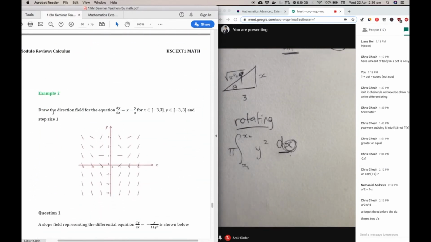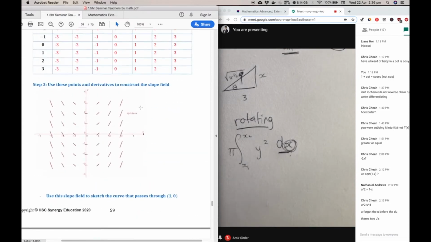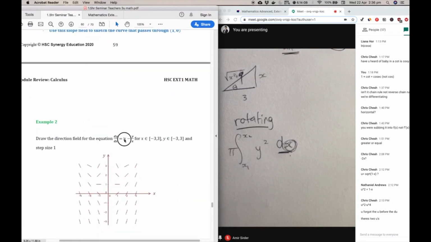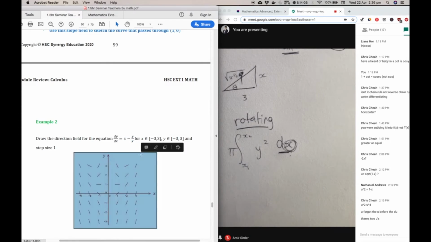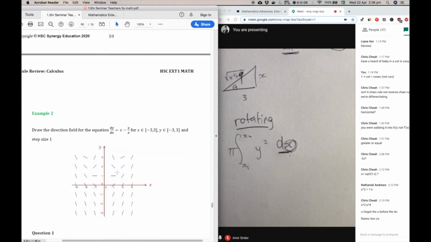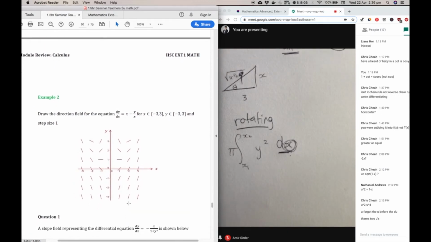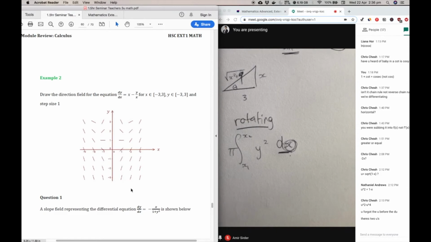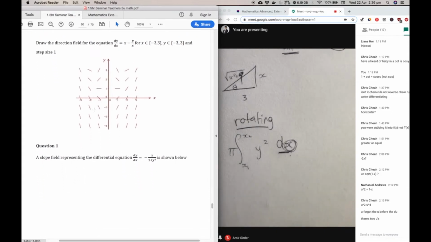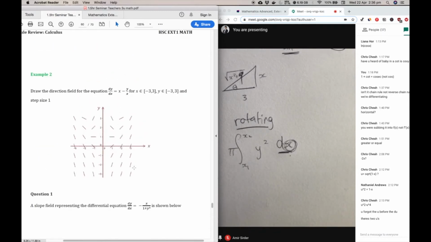Cool. All right. Draw the direction field for the equation y dash equals x minus y over x. So again, you just do the exact same method. Plot a table. The table values will just follow this simple formula, and you end up with something a bit crazy looking like this. It's probably unlikely that they're going to make you draw one of these in the HSC because of how long it takes to draw. But what you do need to be able to do is recognize them, or if they gave you one of these, you should be able to draw the particular solution that goes through a particular point.